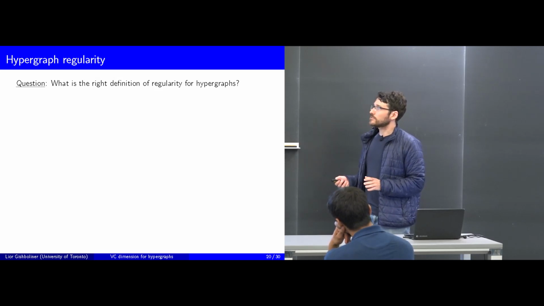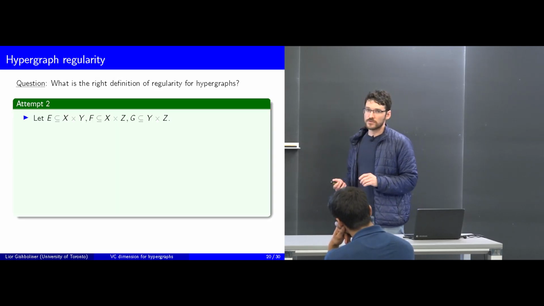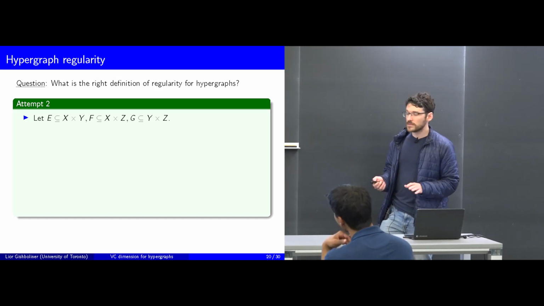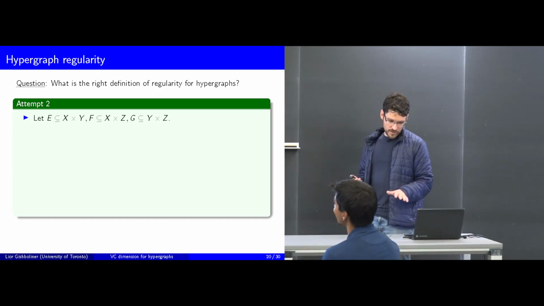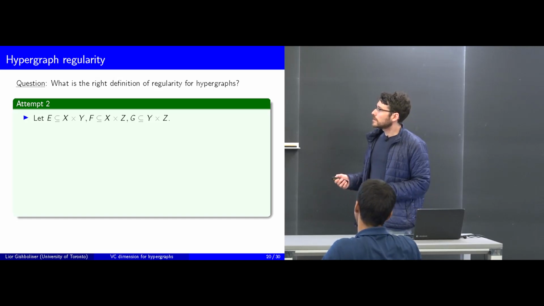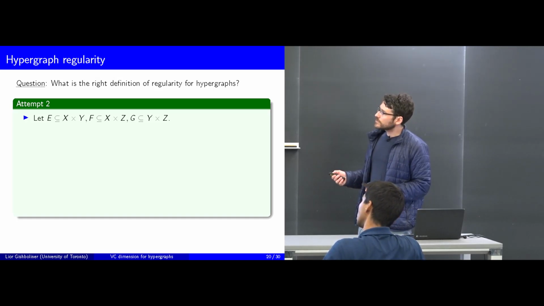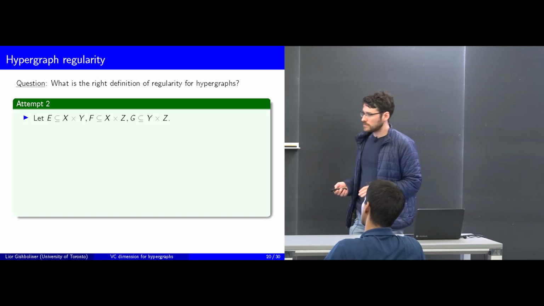Okay, so what is the correct definition? Let me tell you the correct definition. It's a bit complicated, so I'll be a bit vague in some places. What we do is consider a bipartite graph between X times Y, a bipartite graph between X times Z, and a bipartite graph between Y times Z.